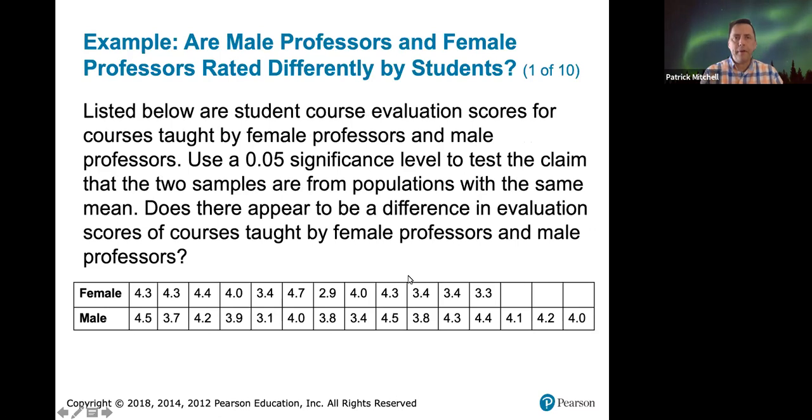Okay, so here's an example. Listed below are student course evaluation scores for courses taught by female professors and male professors. Use a 0.05 significance level to test the claim that the two samples are from populations with the same mean. Does there appear to be a difference in evaluation scores of courses taught by female professors and male professors? So you can see the sample data here.